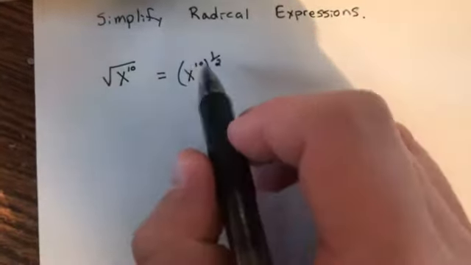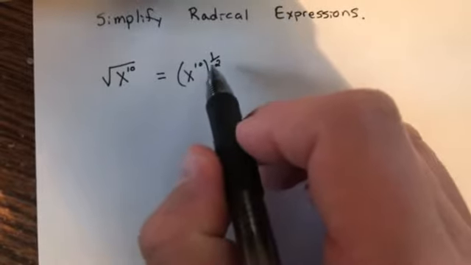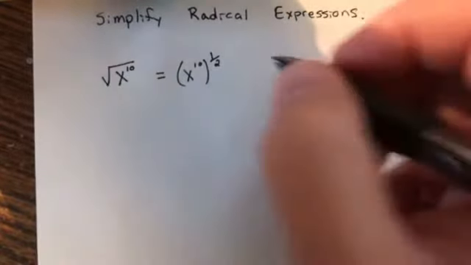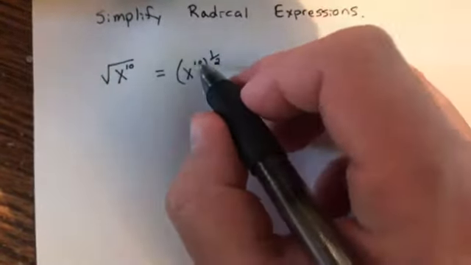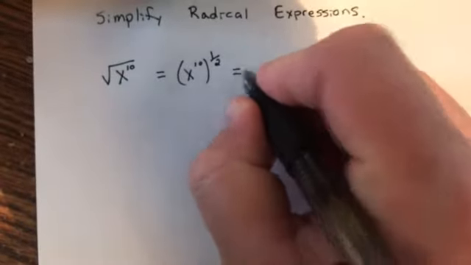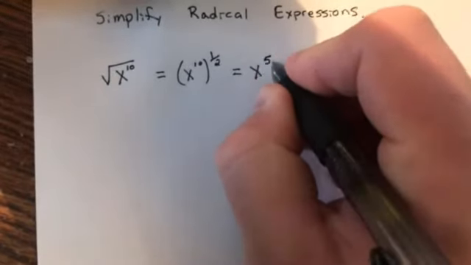So when we use our exponent rules for a power to a power, the power rule just says multiply. So 10 times a half is x to the 5th.